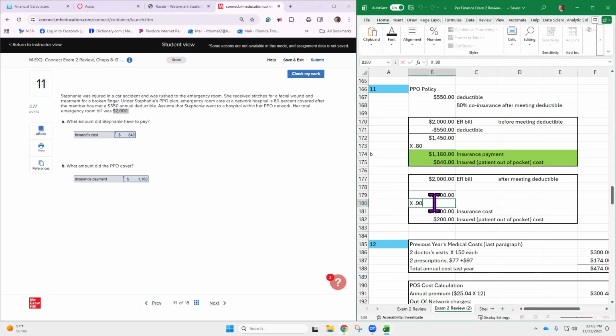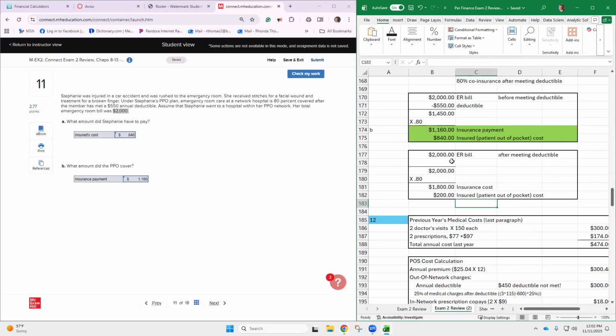And just for fun, what if they had already met their deductible? Here's what it would look like. With a $2,000 ER bill, once the deductible has been met, the policy is going to pay 80% of the $2,000. So that's a little better for the insured for the deductible to be met. But you can't always control when that happens.